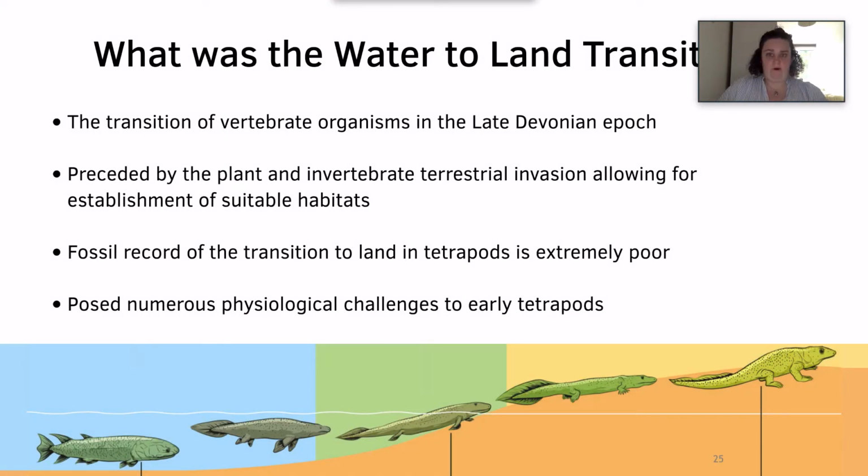So what was the water to land transition? This was the transition of vertebrate organisms in the late Devonian epoch. It was preceded by plant and invertebrate terrestrial invasion, which allowed for the establishment of suitable habitats for tetrapods. The fossil record of the transition to land in tetrapods is extremely poor, and this transition also posed numerous physiological challenges to early tetrapods.